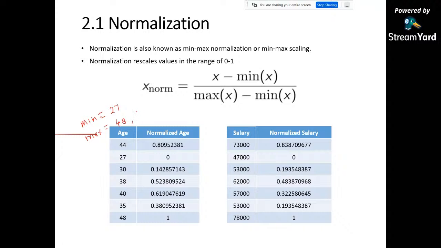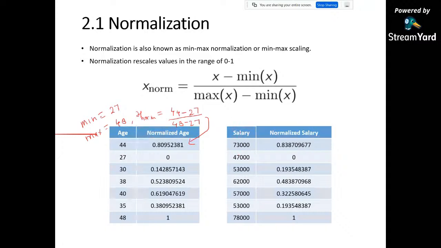Then the normalized value will be x norm equals 44 minus 27 divided by 48 minus 27, and this will give you a value against 44. So that is the normalized value of 44. Similarly, you can calculate for 27. It will be 27 minus 27, which returns 0. In case of 48, that is the max value, 48 minus 27 divided by 48 minus 27 comes as 1. So these are the normalized values, and this is how you can calculate it.